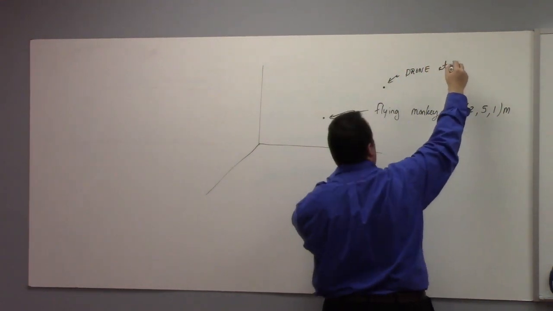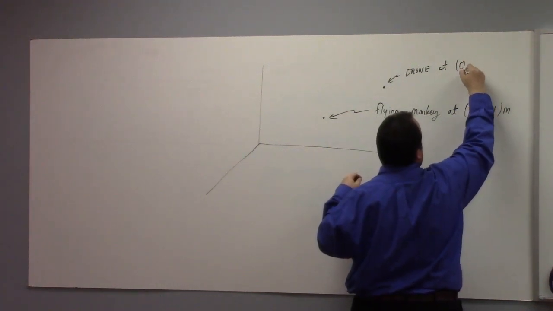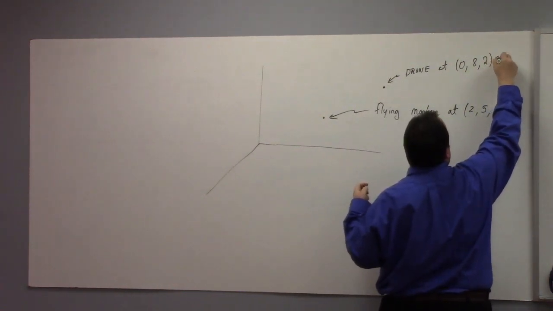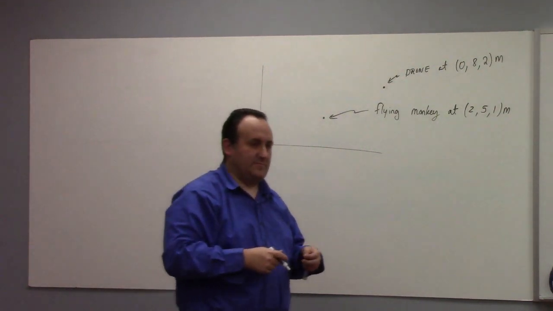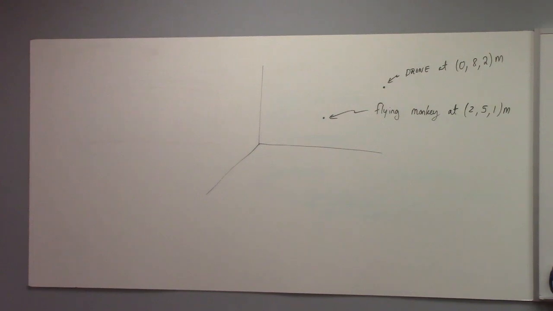Excuse me. Goodness gracious. What did I say? 0, 8, and maybe it's at 2 meters, yeah. So it's shot a grappling hook, and somehow that drone has fixed its position over there because it's got a claw hand it can attach to the wall with, right? So anyway, it's got a hook. It's putting this tension force over that way, right?